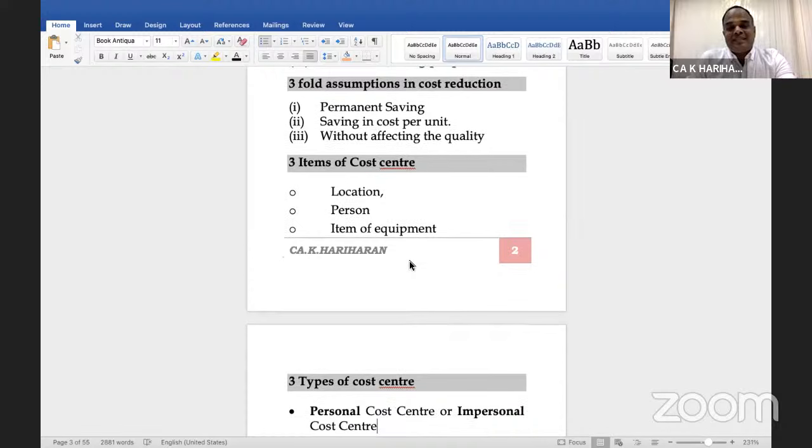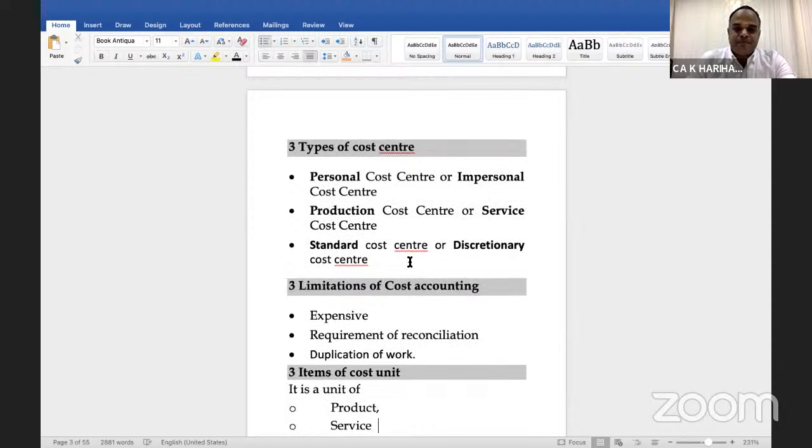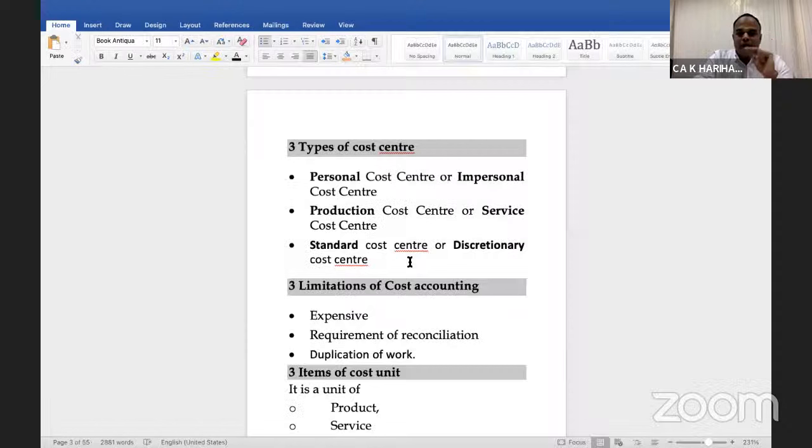With respect to cost center, three different bases are there for classification: based on manufacturing industry, based on non-manufacturing industry, and based on input-output relationship. Based on manufacturing industries, it can be classified into production cost center and service cost center. Based on non-manufacturing industry, it is personal and impersonal cost center. And based on input-output relationship, it can be classified into two types: standard cost center and discretionary cost center.